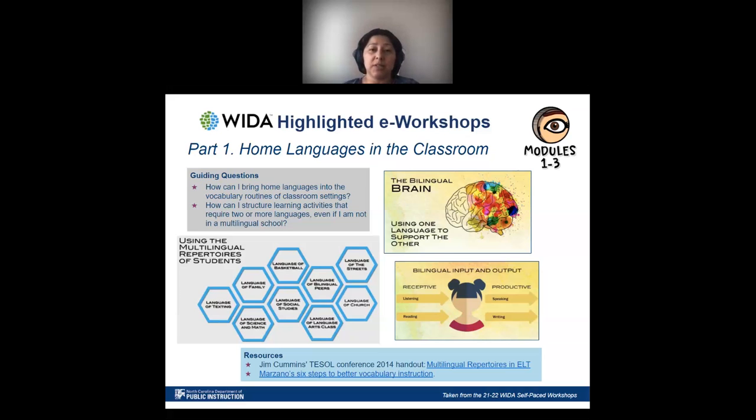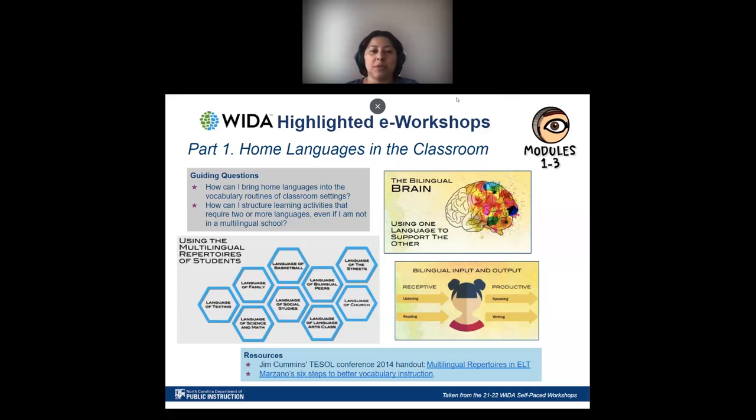We always share some of those resources that are public, so you can still have some of the information and look and be able to access that. So these are two of the resources we can share. One is an article from James Cummins, and the other one is the 6 steps of Marzano when teaching vocabulary instruction, and it gives the different steps and how we can incorporate the home language into some of those steps to use it. So you can explore that.